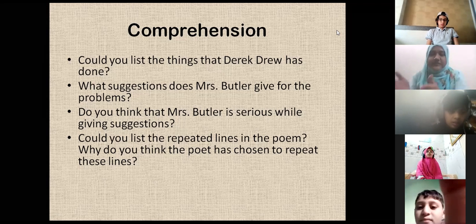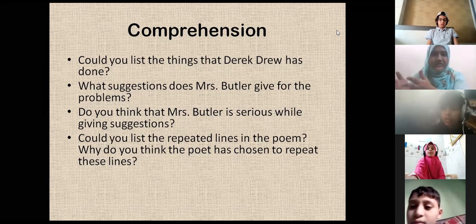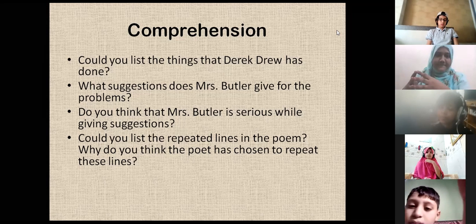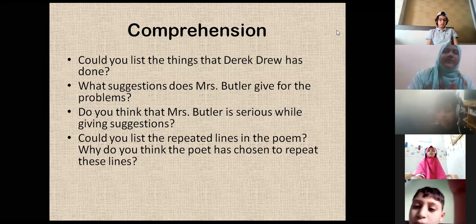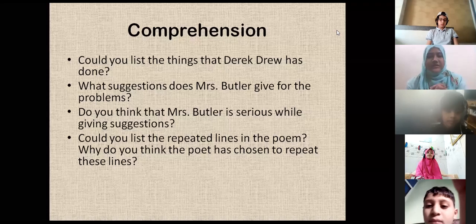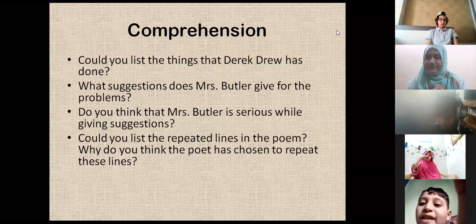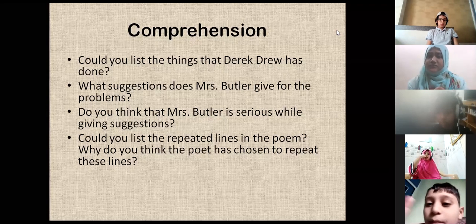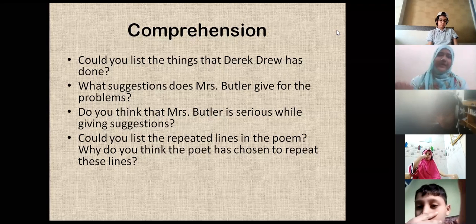What is the difference between a story or a prose? Rhyming words are there in poetries. Okay, rhyming words are there in poetries. How is it different from the story? Ma'am, stories are big and poetries are small. Okay, stories are big and poetries are small.